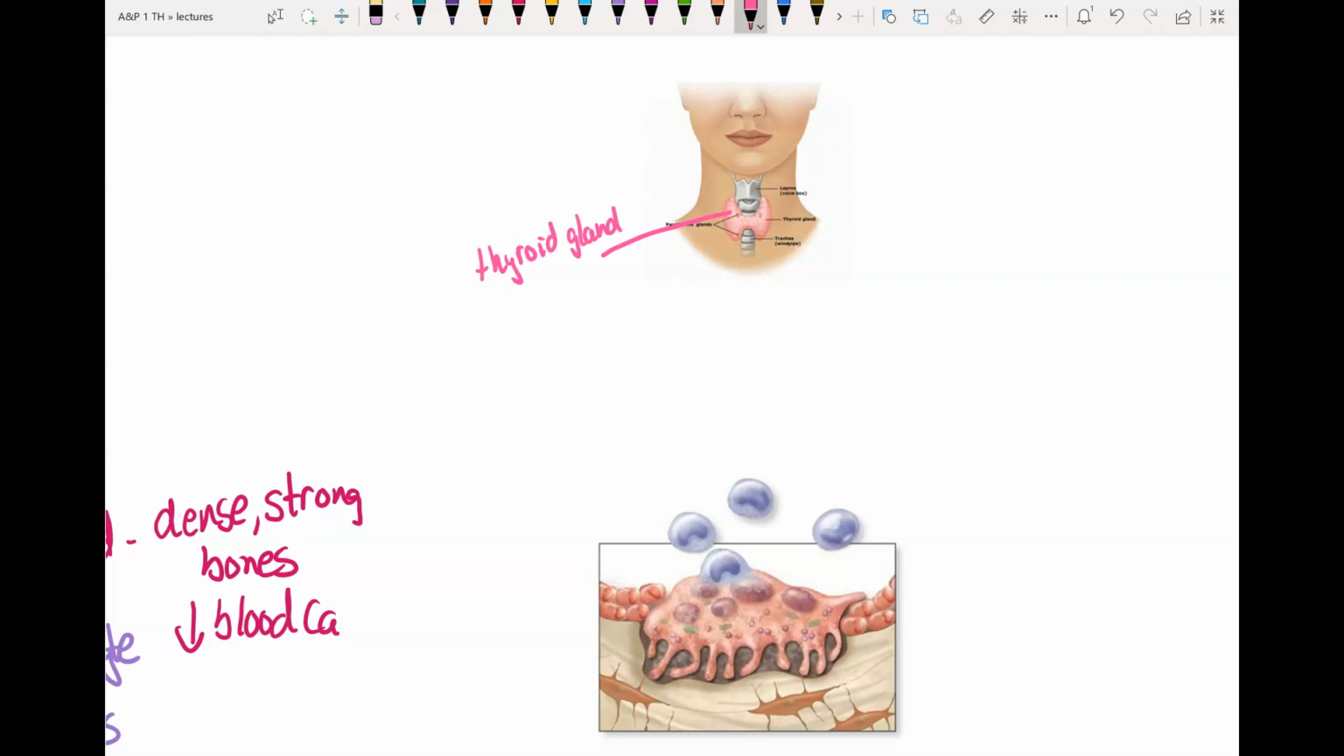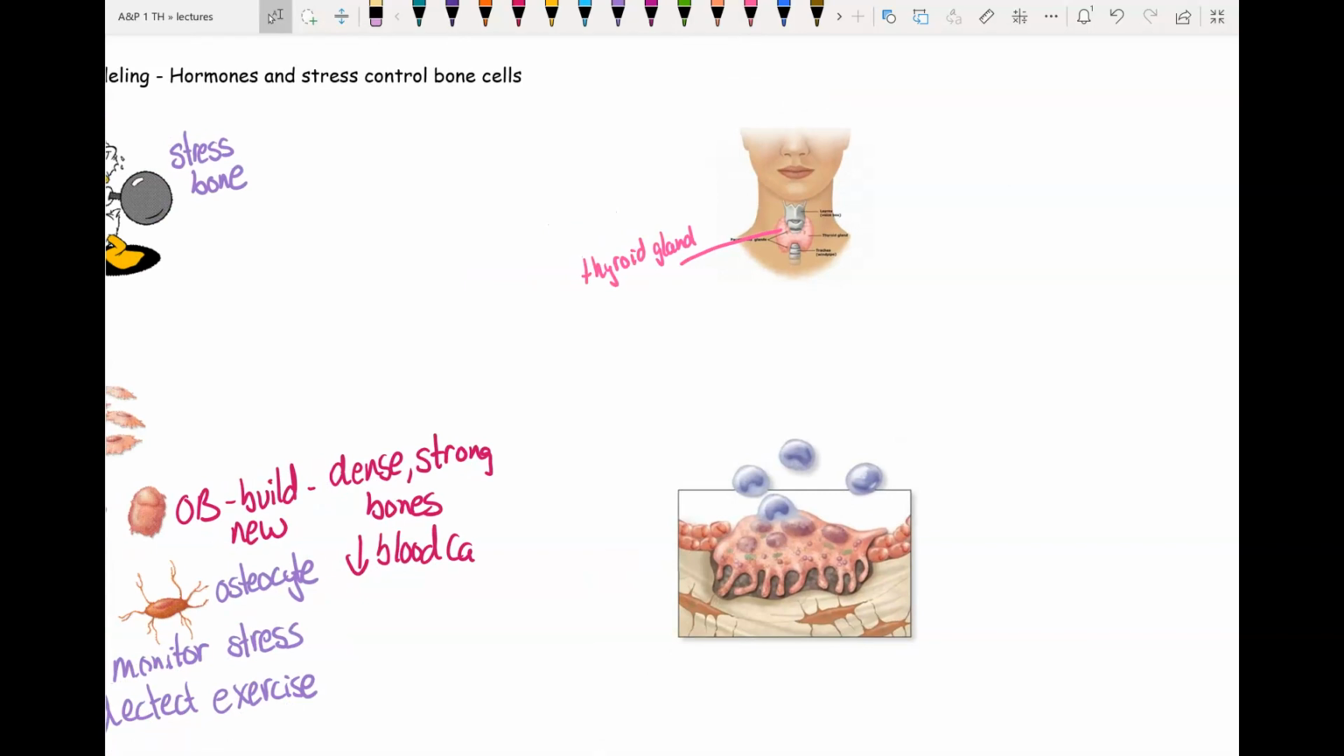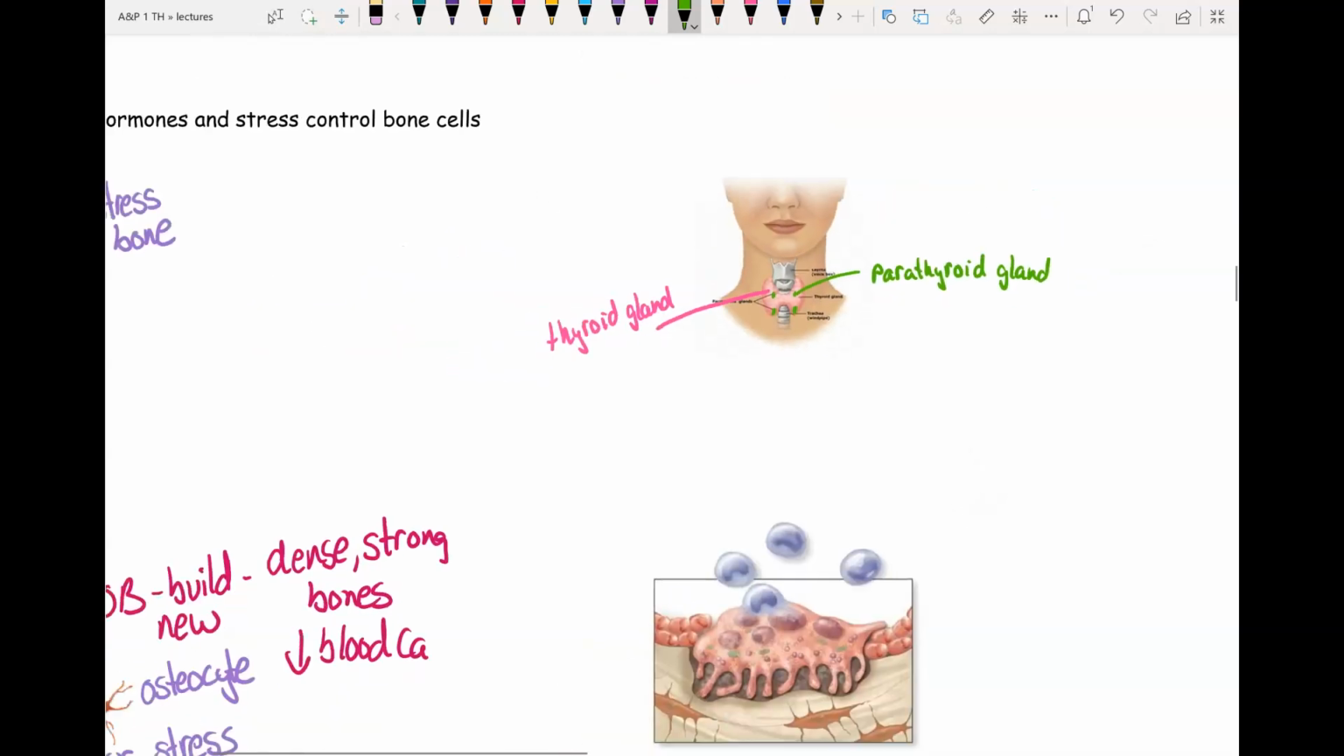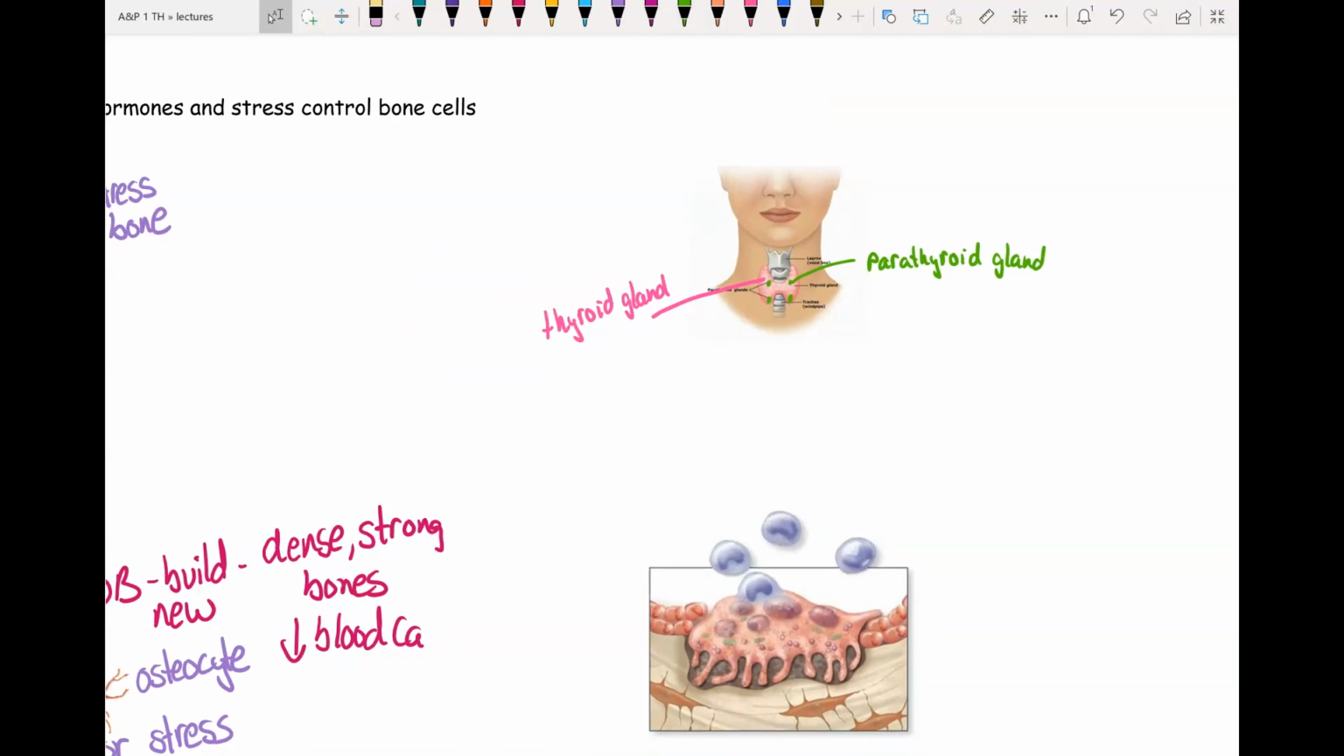It's this butterfly-shaped gland in the neck. And its main job is to control your metabolism, but it also monitors your calcium. Then embedded inside of it, these little dots here, that is the parathyroid. So both of these glands monitor your blood calcium level.